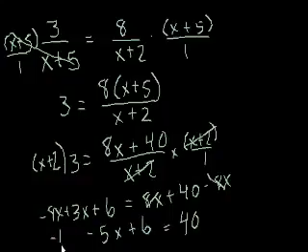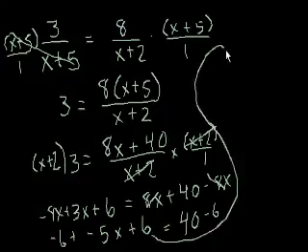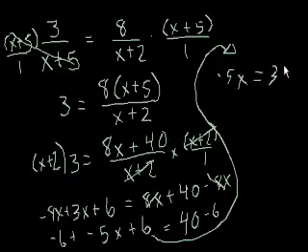Let me just write it out here. Minus 6 plus minus 6. And now I'm going to hope I don't lose you guys by trying to go up here. But if we subtract 6 from both sides, on the left-hand side, we're just left with minus 5x equals, and on the right-hand side, we have 34.